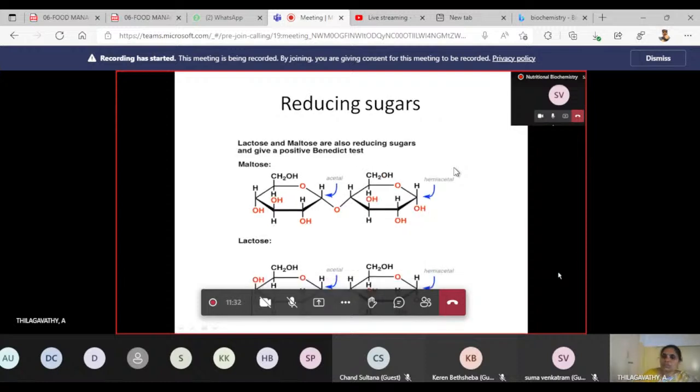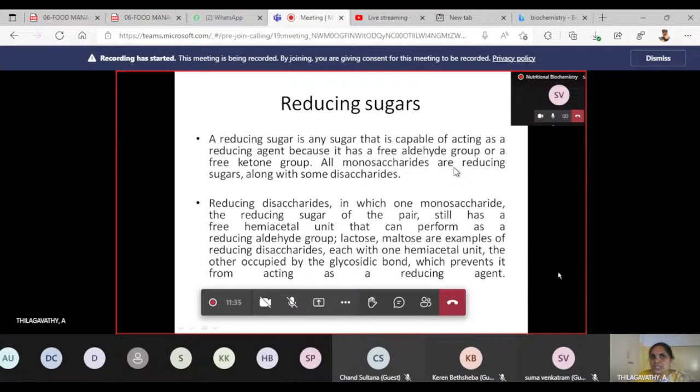Understood? So why are all monosaccharides reducing sugars? Because they have a free aldehyde group. Yeah, good. Okay, what are the disaccharides that are reducing sugars? Maltose and lactose. Sucrose is non-reducing. Kindly remember this, it is a very important test to identify which is the unknown sugar given to you practically.